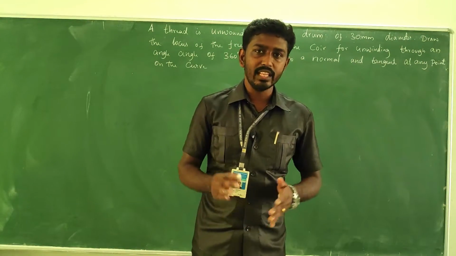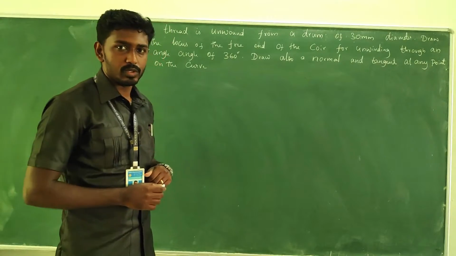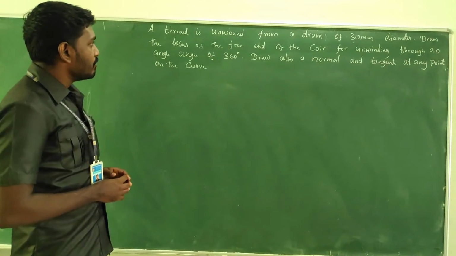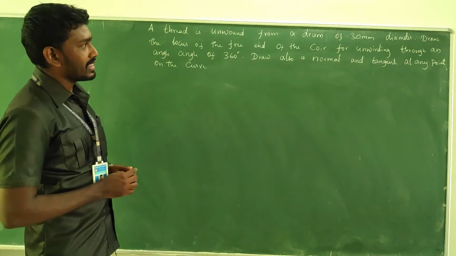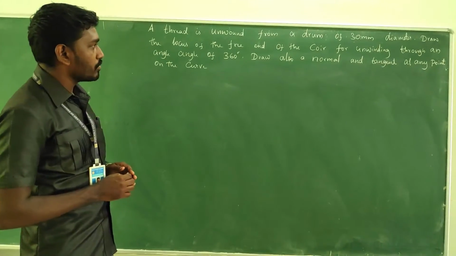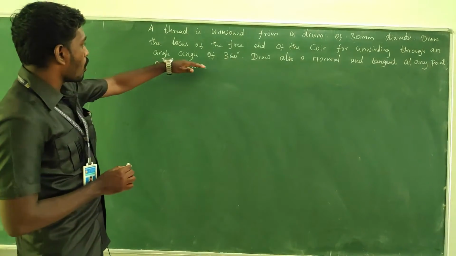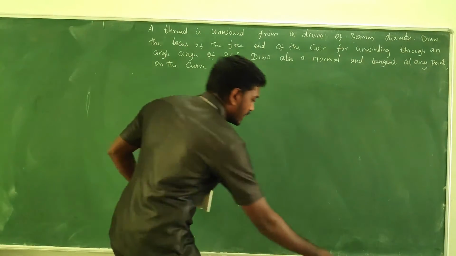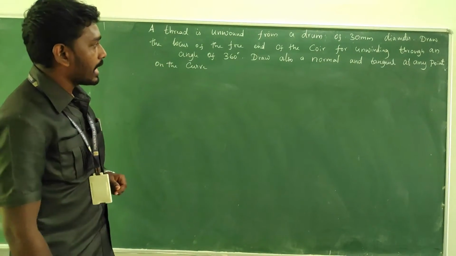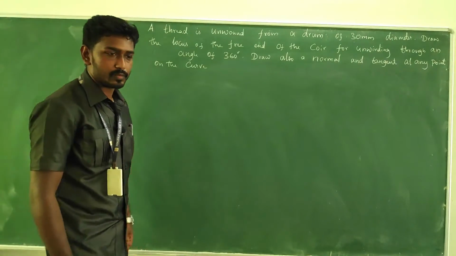Welcome students. In this video I will teach you one of the questions from an involute. So take a question. A thread is unwound from a drum of 30 mm diameter. Draw the locus of the free end of the coil for unwinding through an angle of 360 degree. Draw also a normal and tangent at any point on the curve.